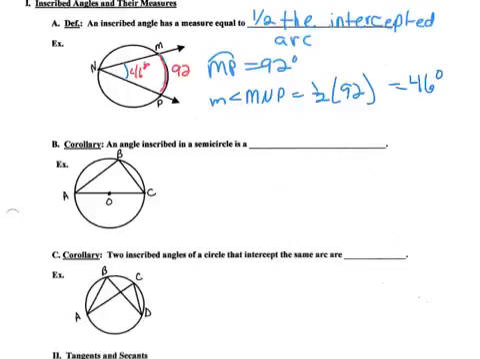That means the vertex of that inscribed angle has to touch the side or part of the circle itself, not the central angle. So let's look at a special case. If the arc is a semicircle, well, then this angle in here is going to be 90 degrees. So an angle inscribed in a semicircle is a right angle.